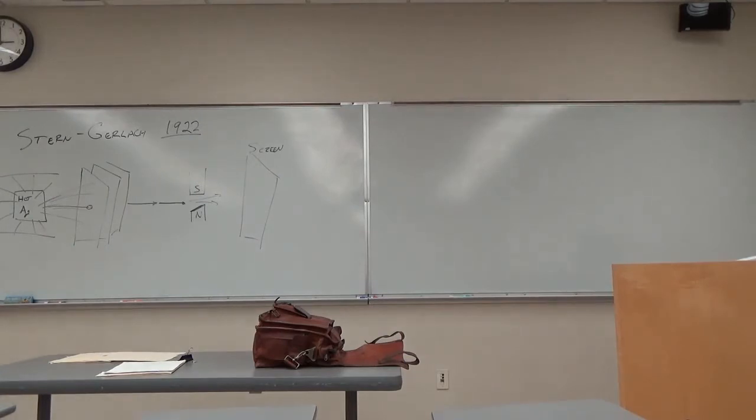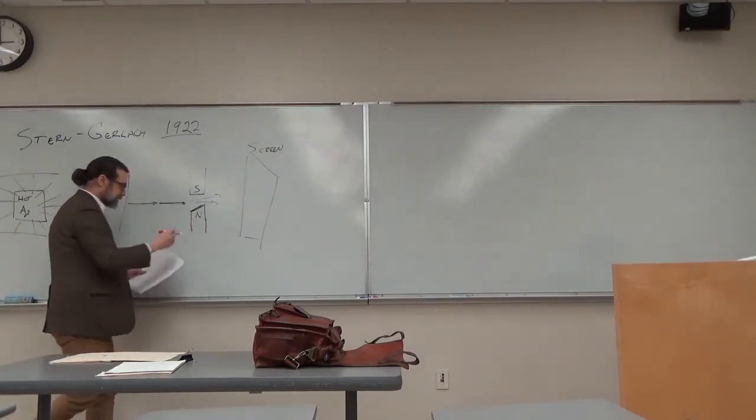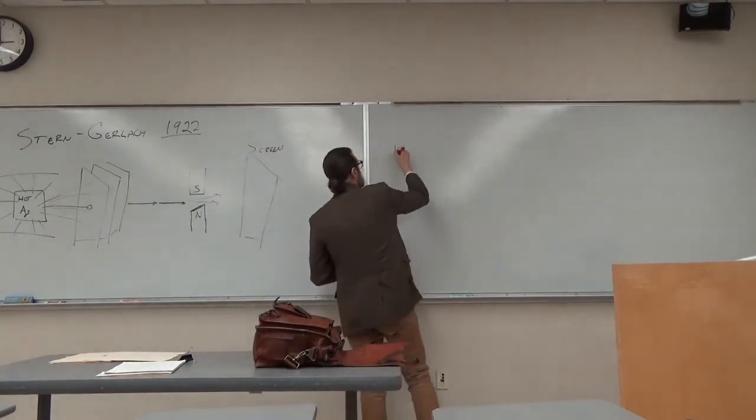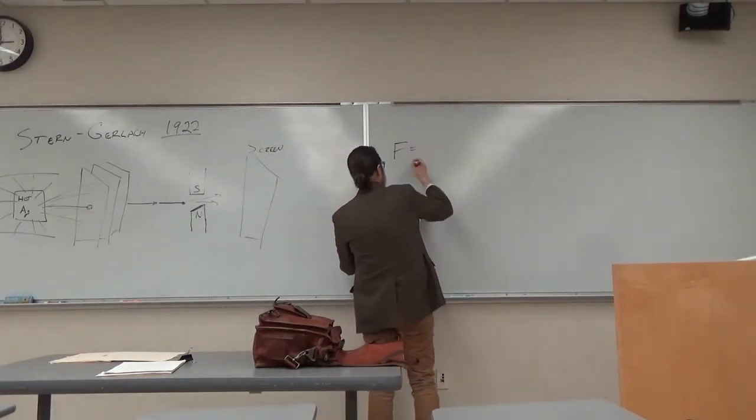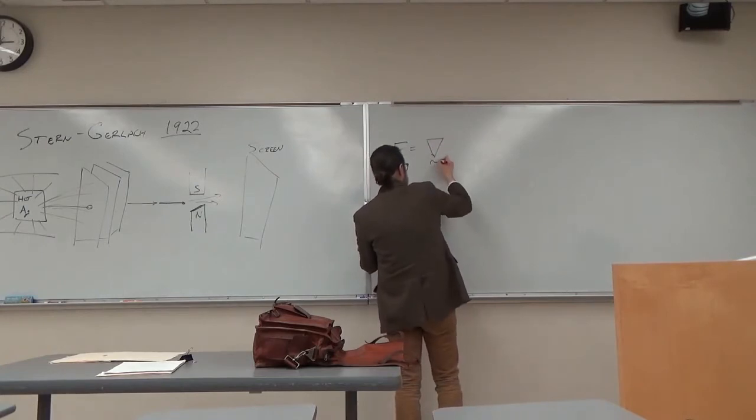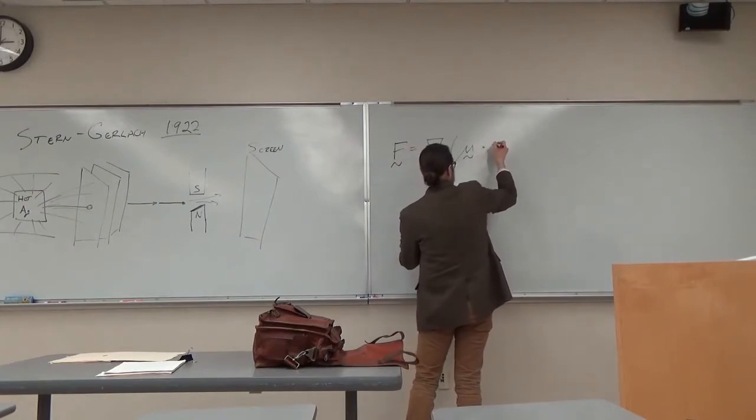And the question is, what happens to the atoms as they pass through this magnetic field? Well, the force on a magnetic moment is equal to the gradient of mu dot B.